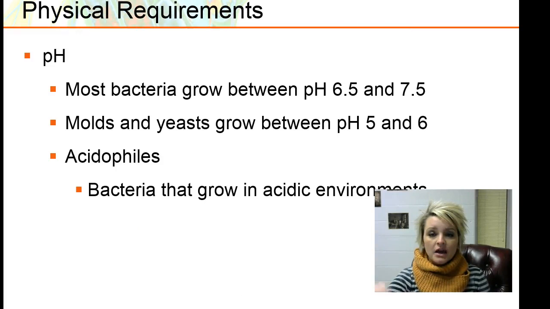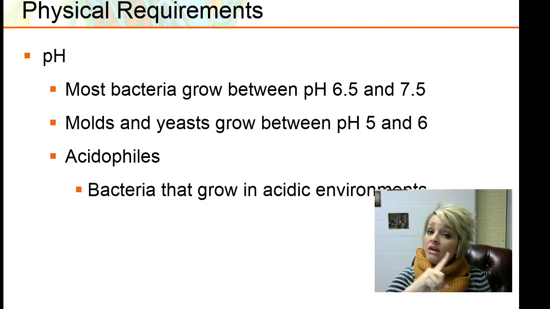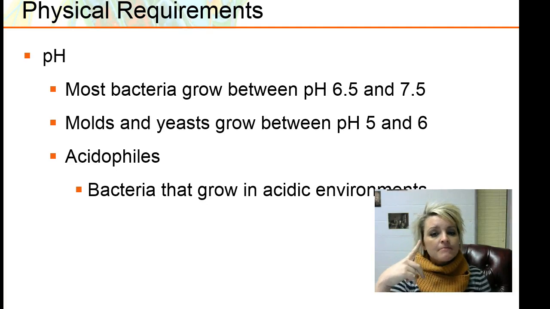When you look at other requirements, microbes need a steady pH. Most microbes grow between 6.5 and 7.5, somewhere in there. They don't like it too acidic. They don't like it too basic. On the other hand, there are molds and yeasts that will grow right between 5 and 6. There are some microbes that actually do like acidic environments, and one that is notorious for that is called Lactobacillus.